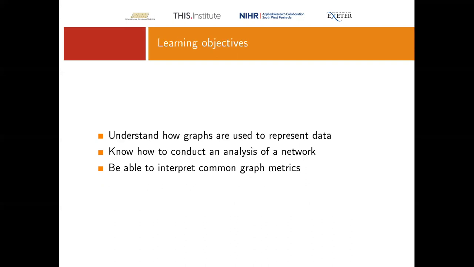So the objectives for today are understanding how graphs are used to represent data, and then knowing how to conduct an analysis of a network. And finally, being able to interpret common graph metrics, because it's all well and good being able to conduct an analysis, but if we can't convey to other people what that analysis is telling us, then it becomes completely useless. So let's make our analyses useful and interpret what is coming out of them.